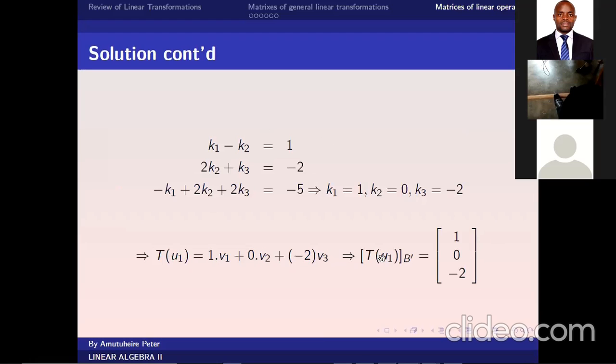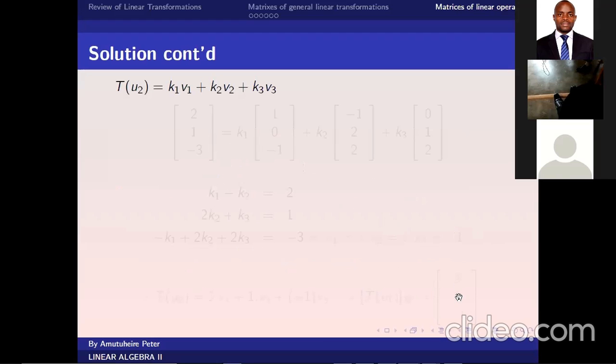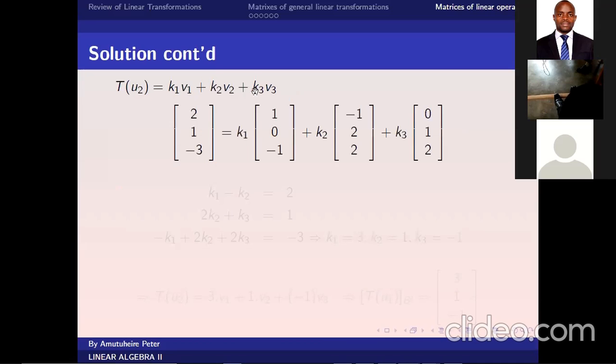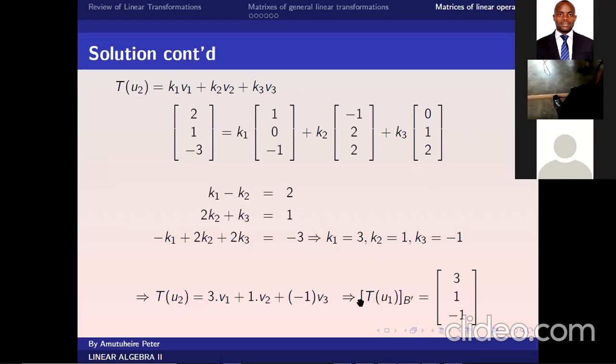So the column of the matrix representation for U1 is this column here, which is that. We do the same for U2. We write T of U2 as a linear combination of vectors V1, V2, V3. So it gives us that. It gives us this system which solves to this. So it means T of U2 is also this column here. Remember, this forms a column in the matrix representation that we are looking for.